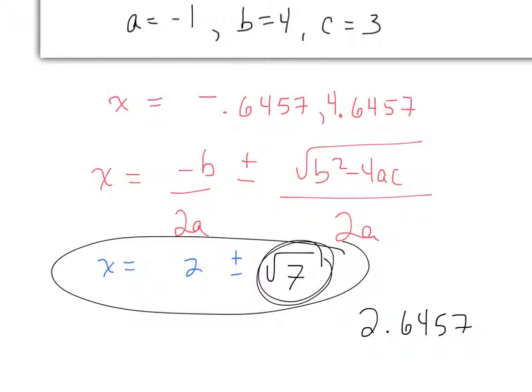What if this had been a number like 9 instead of 7? It'd be rational. 2 plus 3, 2 minus 3. Your roots or x-intercepts would have been 5 and negative 1. So when your x-intercepts look rational, like a fraction that can be simplified or an integer value, it meant that your discriminant was a perfect square. That's what is physically happening, so you understand the connection between the two. Okay?